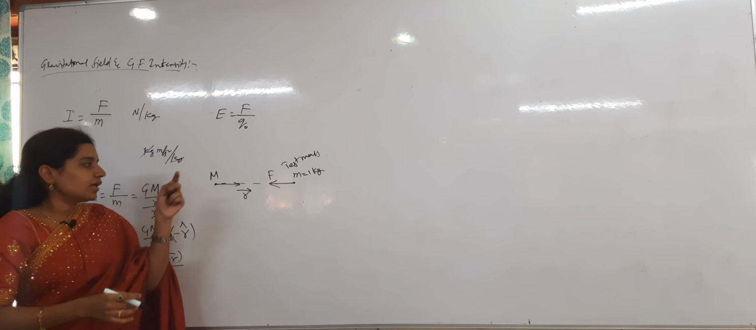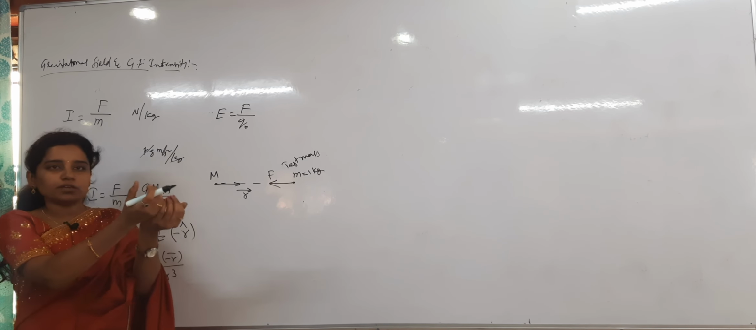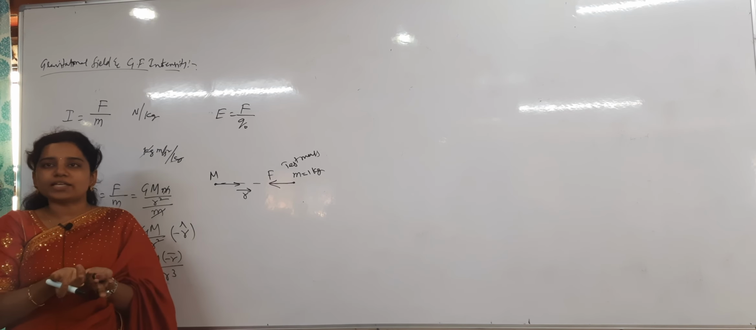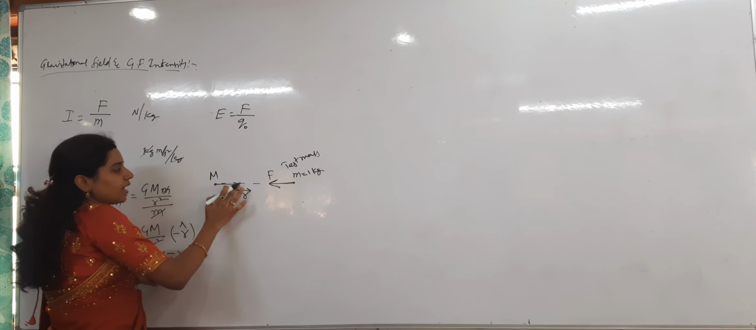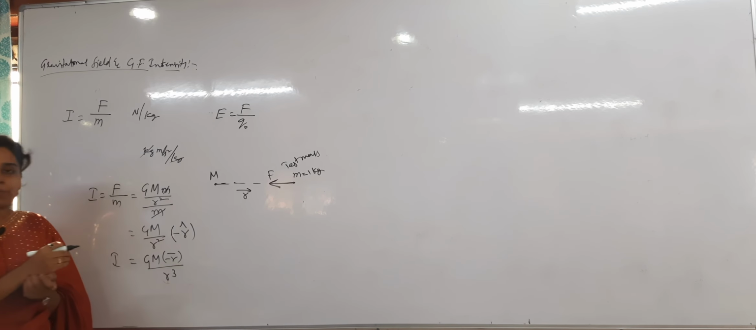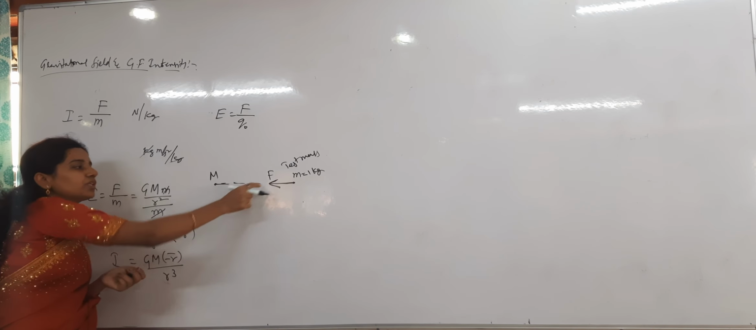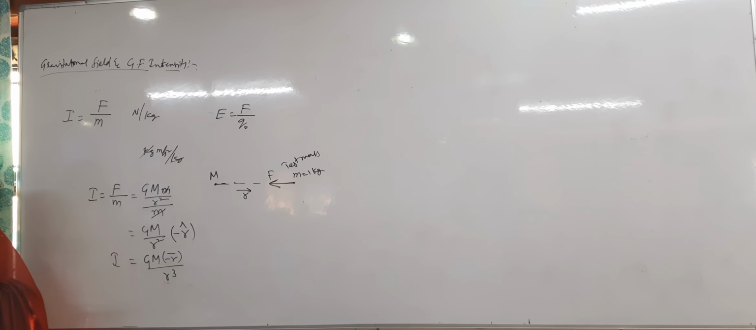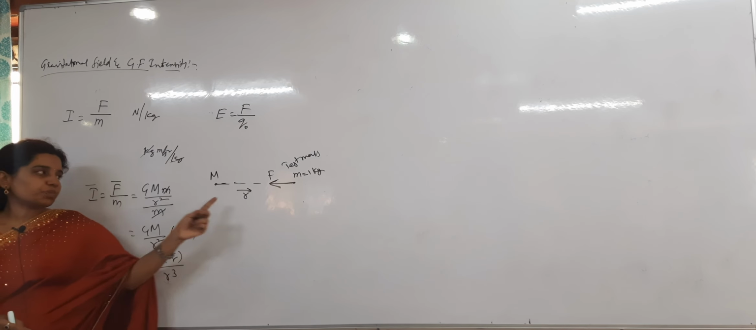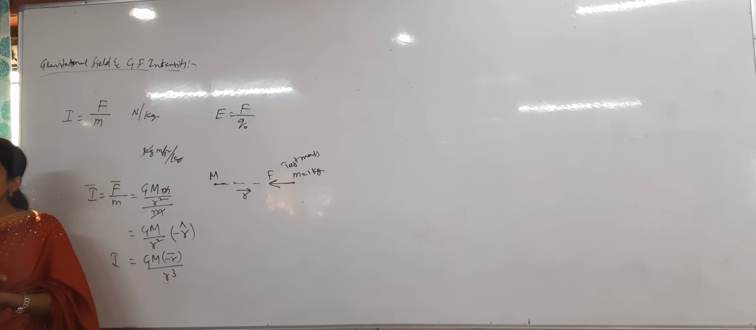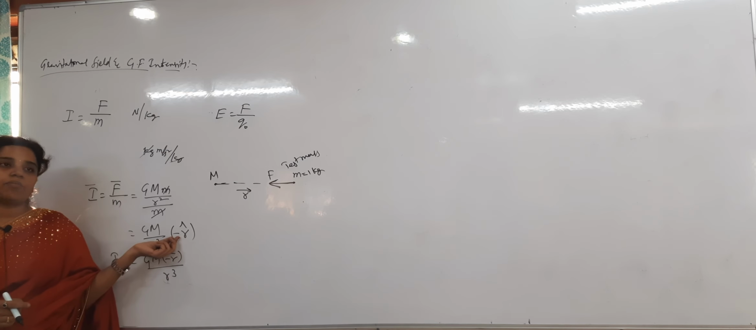On the test mass, capital M is applying the force in which direction? Towards itself only. Why? Because which force is here? Attraction force only, gravitational attraction force. So it attracts in this direction, and the position vector is from the capital M to small m. Whenever you see both are opposite to each other, we know the intensity formula. I is equal to what? F by m. From that what will we get? GM by R square. I want to get it in vector form, so I have to indicate it with the position vector. This position vector and the force are opposite in direction, so only I am taking here minus R cap.